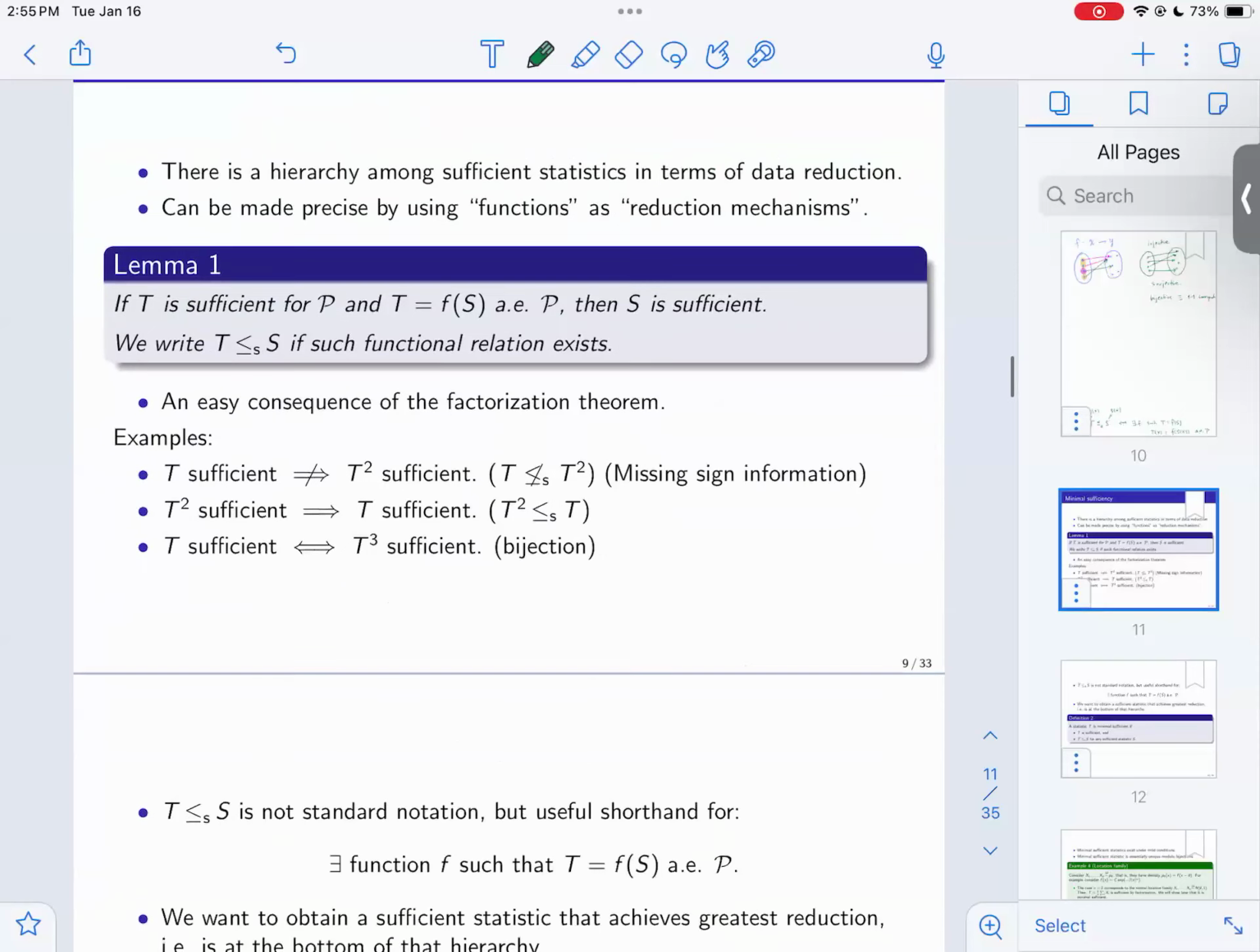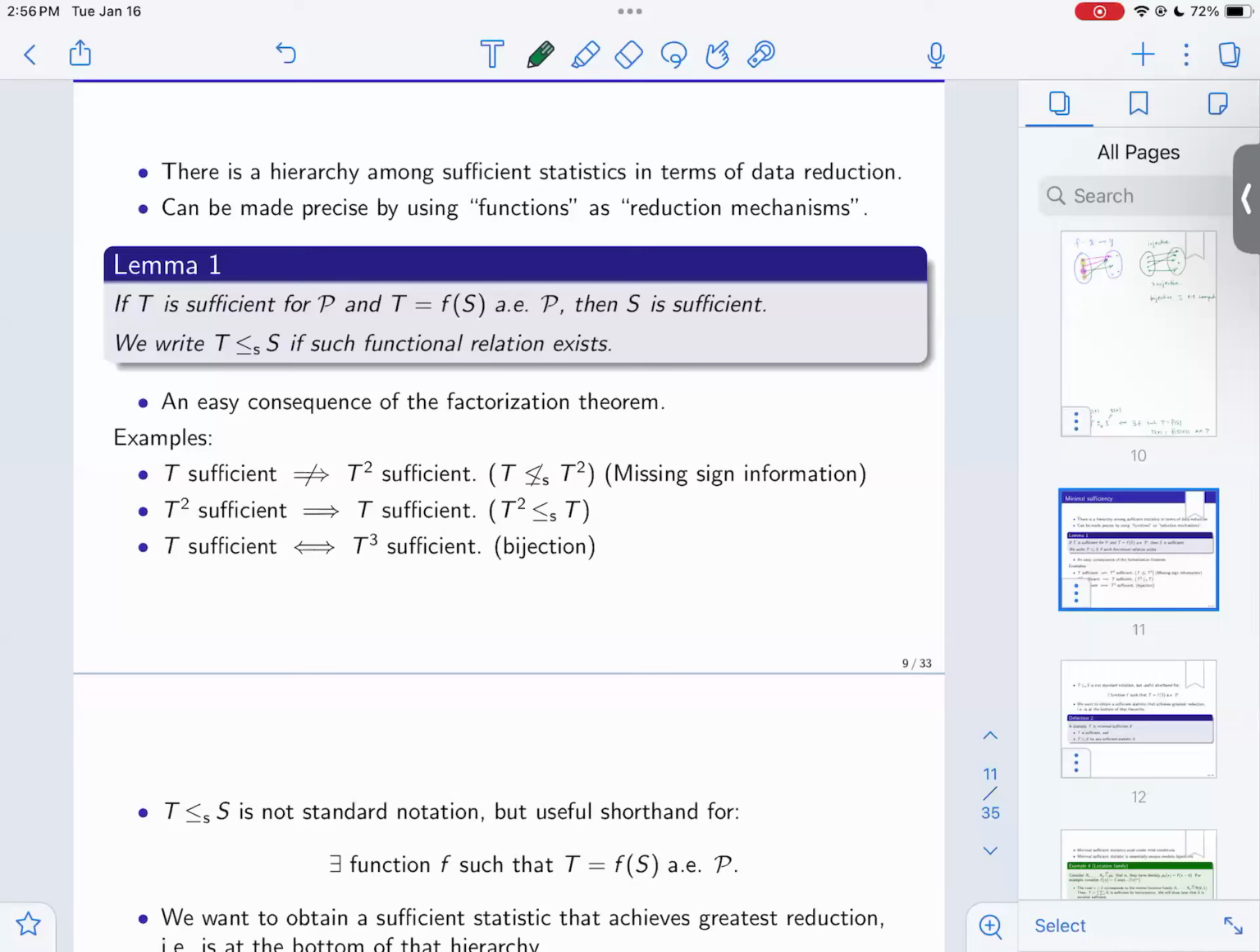So the idea is like, for example, let's say T is real. If T is sufficient, then if I raise it to the power of 3, this is going to be sufficient because it's an invertible map. I can get T back. But if T is sufficient, then T squared is not necessarily sufficient. If T squared is sufficient, then T has to be sufficient. That's this notation. T squared can be written as a function of T, so T squared is less than T. And so if this is sufficient, T has to be sufficient, because I can always reconstruct T squared from T. So if T squared is enough, T has to be enough. Okay, so far so good.